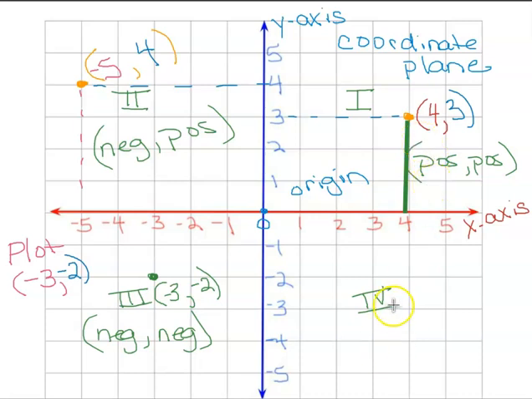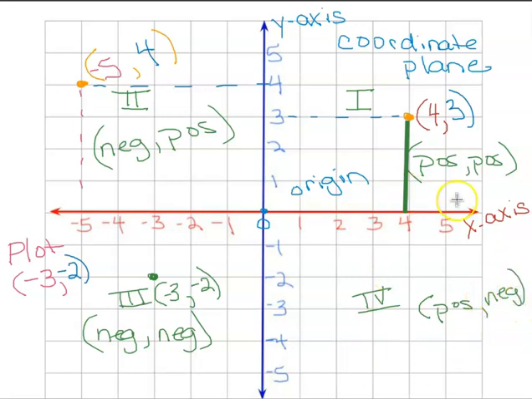And let's look at quadrant 4 lastly. In quadrant 4, our x values are positive and our y values are negative. So that's what should happen every time you plot a point in quadrant 4.